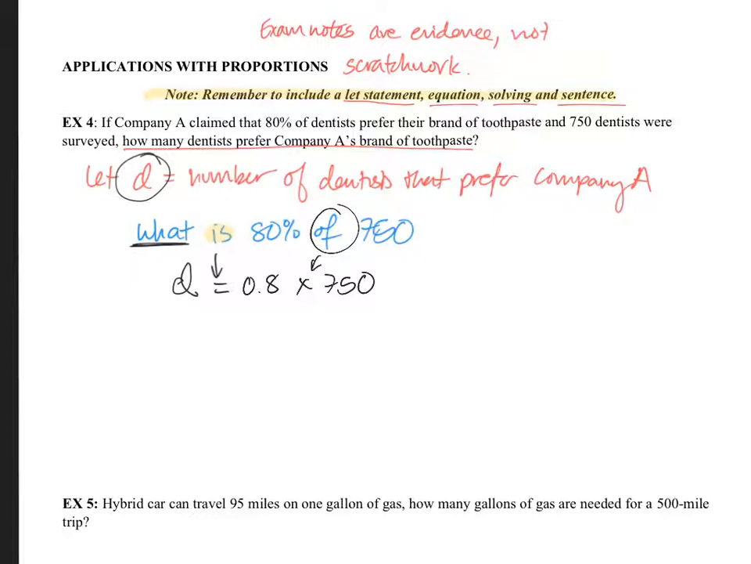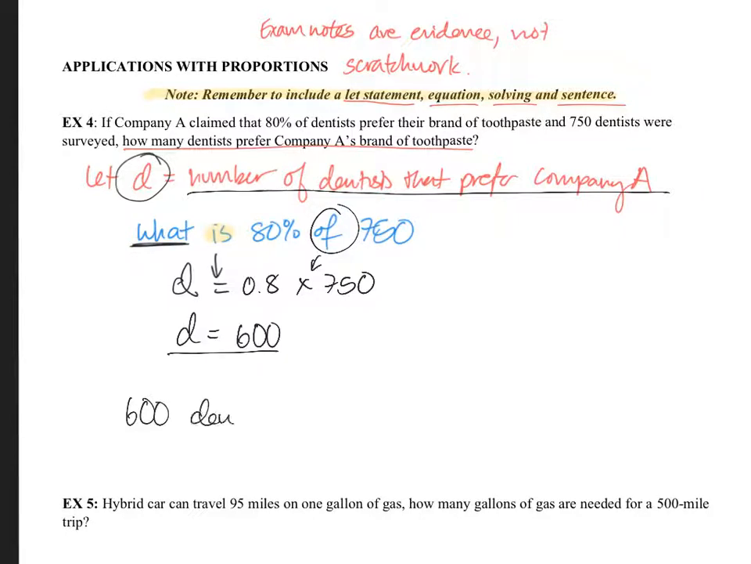That is going to be 600. So D equals 600. So our answer is, what did our variable stand for? Our variable was the number of dentists that prefer company A, which we know is D, or 600. So our answer will be, remember, complete sentence, 600 dentists prefer company A, period.